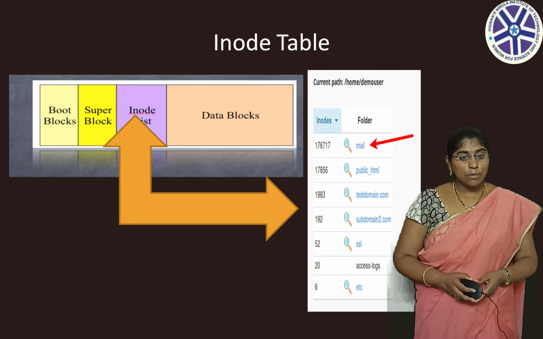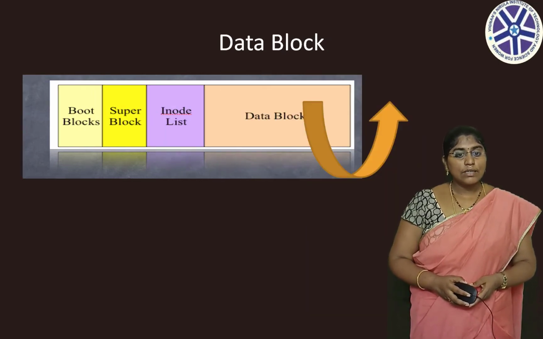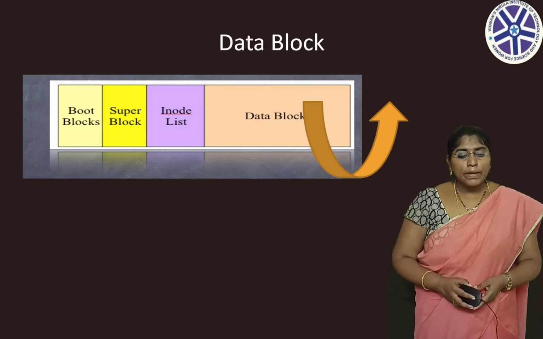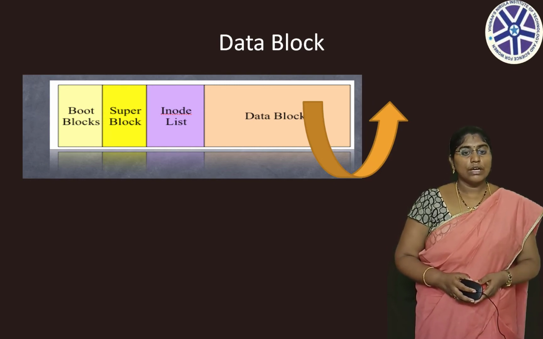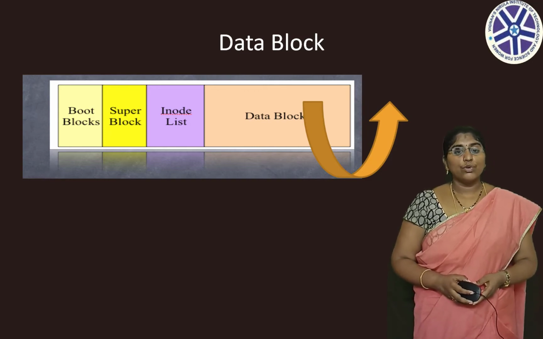And the next one is data blocks. Actually, it contains the actual file contents. An allocated block can belong to only one file in the system. This block cannot be used for storing any other file contents unless the file to which it originally belongs is deleted.